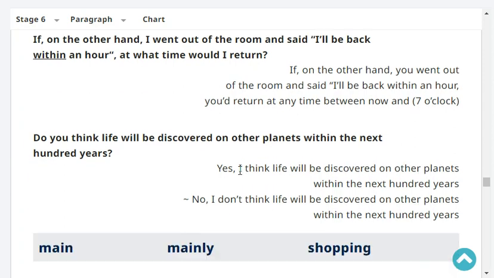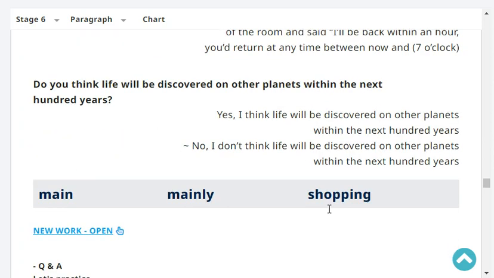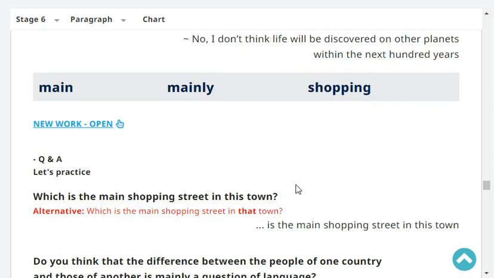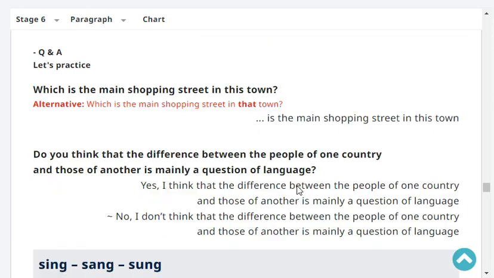Do you think life will be discovered on other planets within the next 100 years? Yes or no? Yes, I think life will be discovered on other planets within the next 100 years. Very good. Which is the main shopping street in your town?